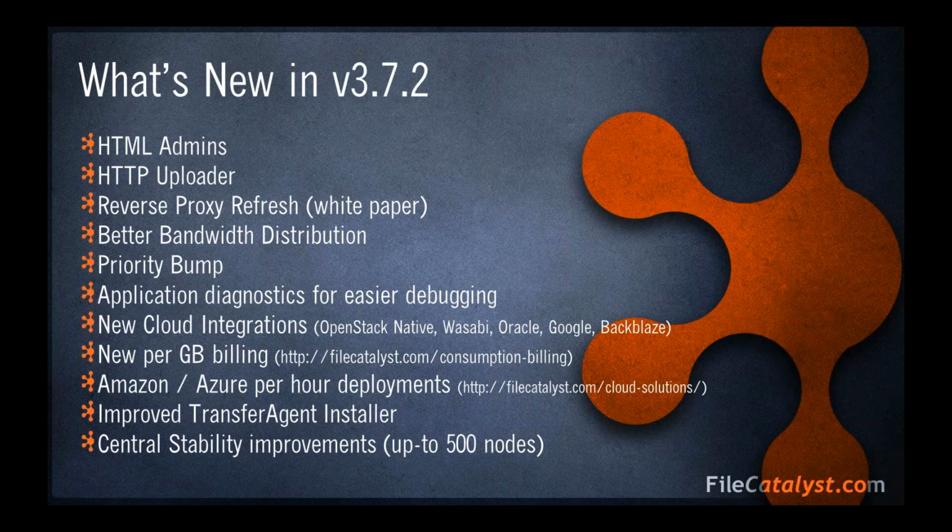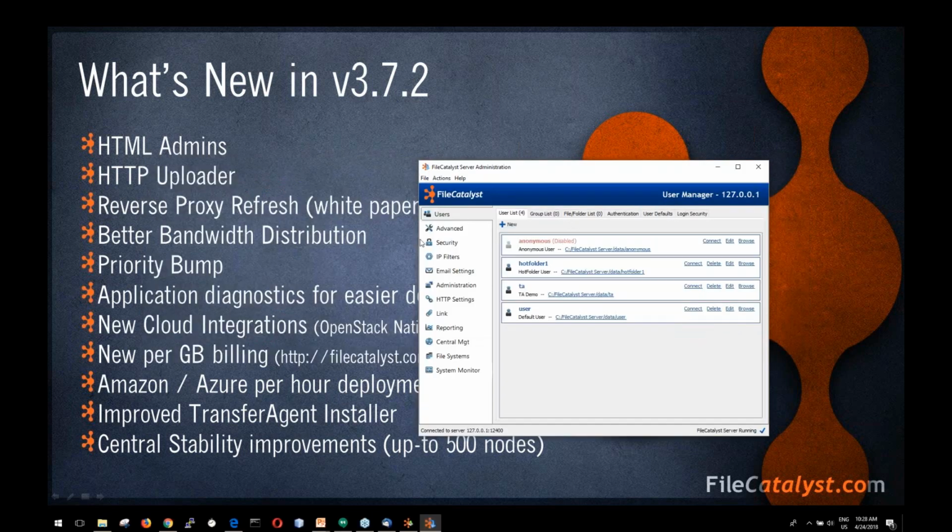We also added something called priority bump, which I'll talk about in a second. It's the idea that when a hot folder is transferring files, you can see the list of files still in the queue, and then you can prioritize them. I'll show you a demo in a second. We also added something called application diagnostics for easier debugging. That's in all our software now. All the transfer agent, server, and hot folder have this option.